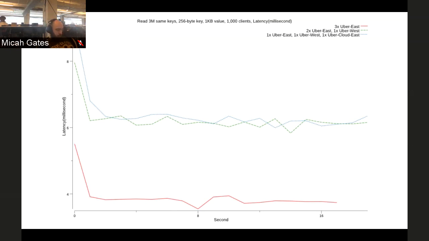So this is comparing our base, which is a 3-node cluster in one zone. Compare that with a cluster where we have two nodes in one of our physical data centers, one in another, and also comparing that with having one node in each of our physical data centers, and then a tiebreaker node in the cloud.